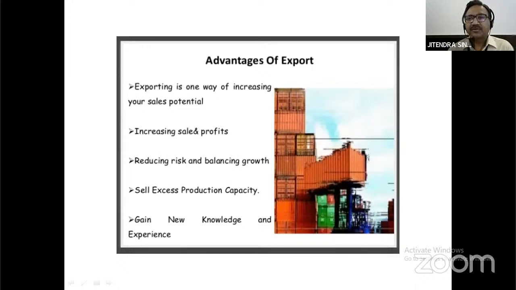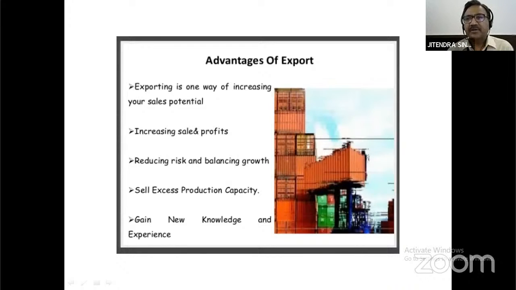So through that export procedure, they can easily capture the entire world, as well as they will generate profit as well as increase the sales of their products, reducing risk and balancing growth. Suppose we are thinking only to produce for our own country and not to go beyond our geographical boundaries. Then we have a risk of obsolescence. Competition risk is also there. But if we want to reduce the domestic market risk, we can explore the international market.